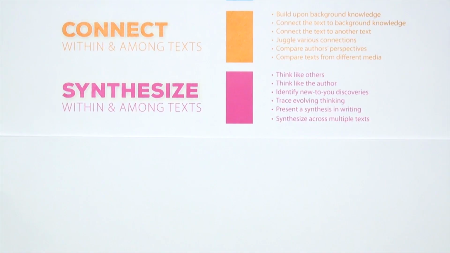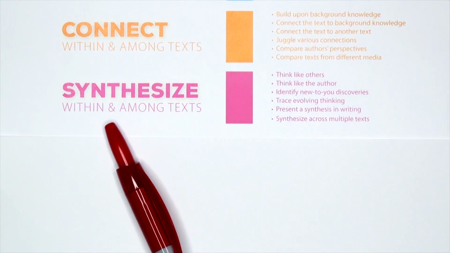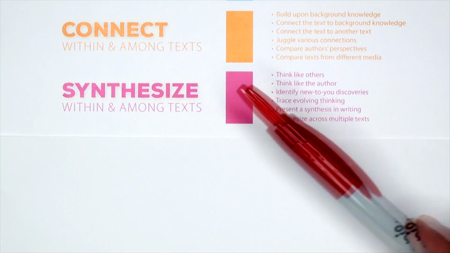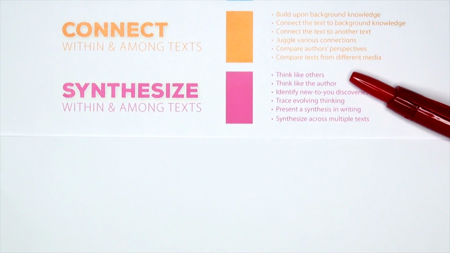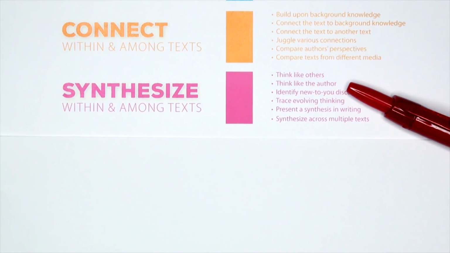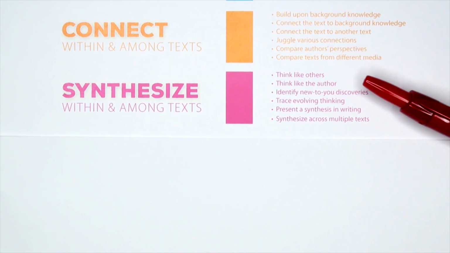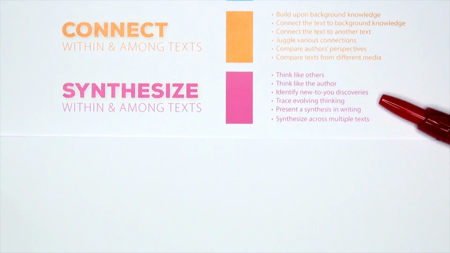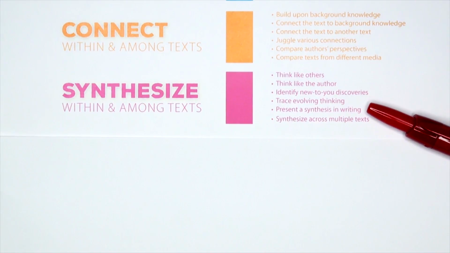Scaffolding instruction on teaching students how to synthesize may begin first with the notion of thinking like other people and then thinking like the author. Now they're ready to think individually. What are new to you discoveries? Any synthesis should be able to be traced and presented in writing and supported with evidence.